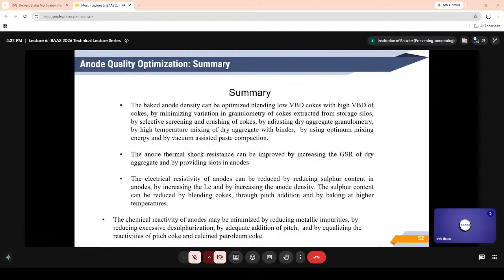The chemical reactivity of anodes can be minimized by reducing metallic impurities, by reducing excessive desulfurization, by adequate addition of pitch, and by equalizing the reactivities of pitch coke and calcined petroleum coke.